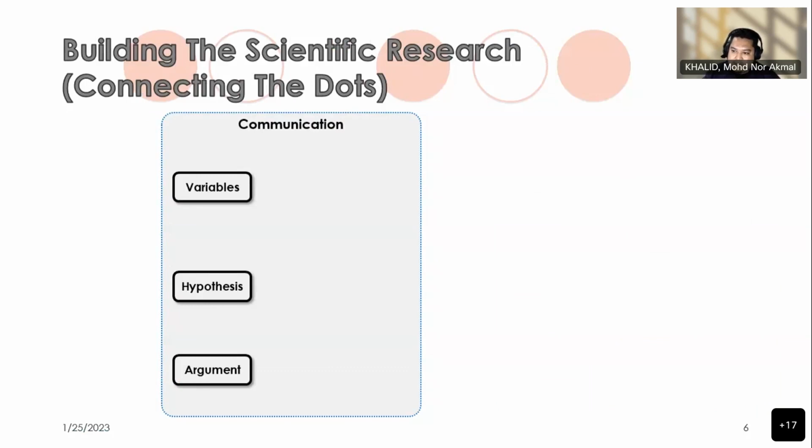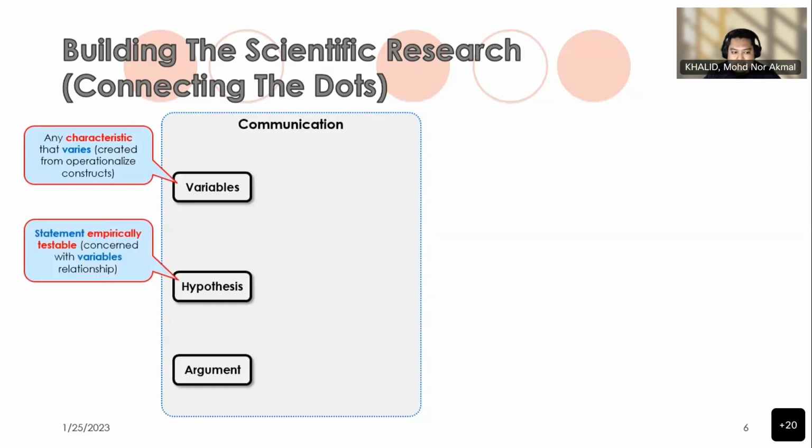How can you find things that you can improve upon, or how can you communicate your idea? That's why we call it communication. How you can communicate the abstract idea you currently have in your mind, and transfer it into a research paper. There are three ways we can use: a variable, which is characterizing, that tries to operationalize the construct.